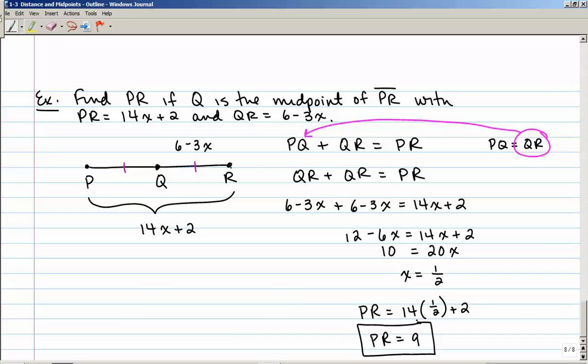So in this section we looked at the distance formula and the midpoint formula, and you'll need to have both of those memorized. The midpoint's a little bit easier, and if you need to remember the distance formula, just remember that it's based on the Pythagorean theorem.